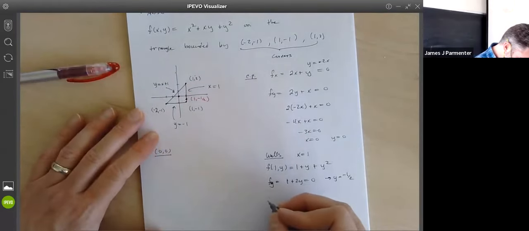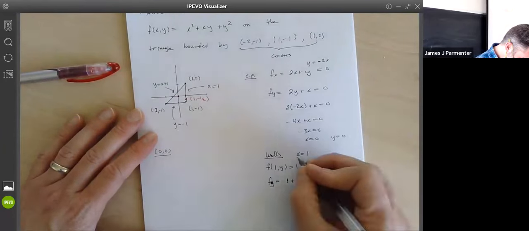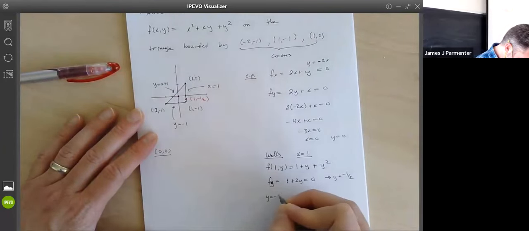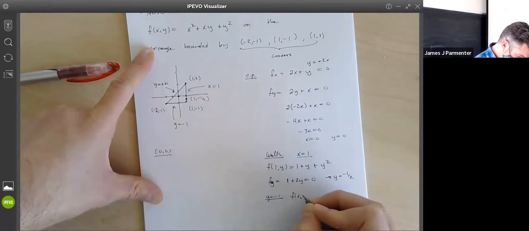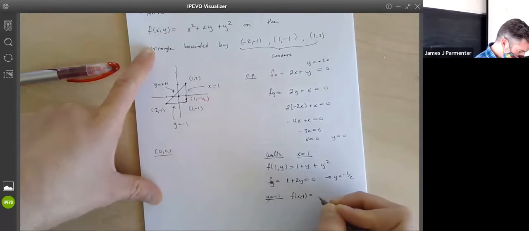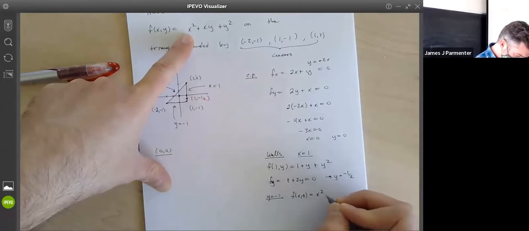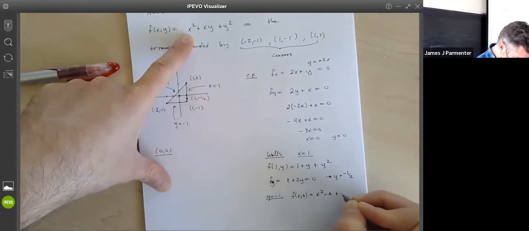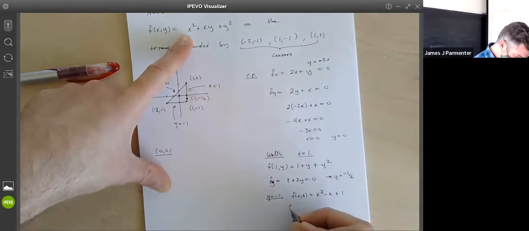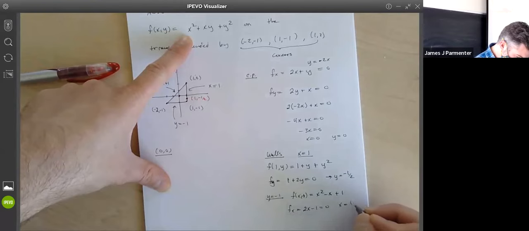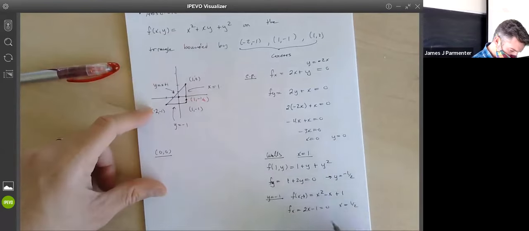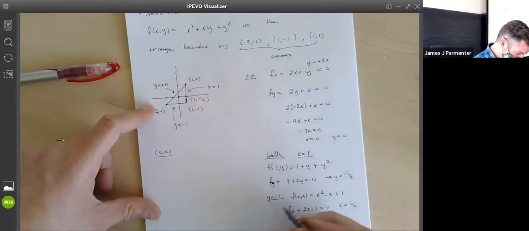And then if we look at the wall y equal to negative 1, we're going to have f of x comma negative 1 equal to x squared minus x plus 1. The partial derivative is going to be 2x minus 1 equal to 0. So x is going to equal positive 1 half. So we get the point 1 half comma negative 1.